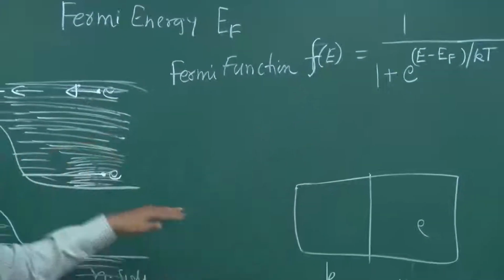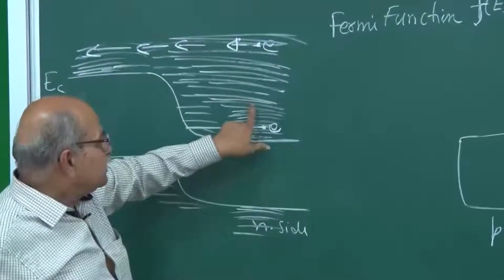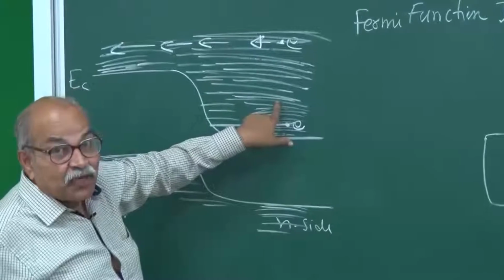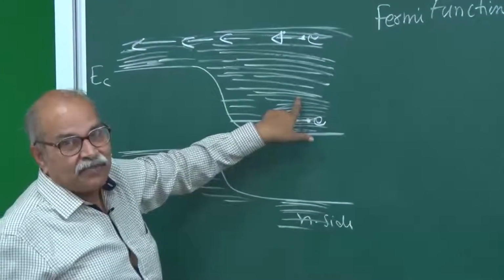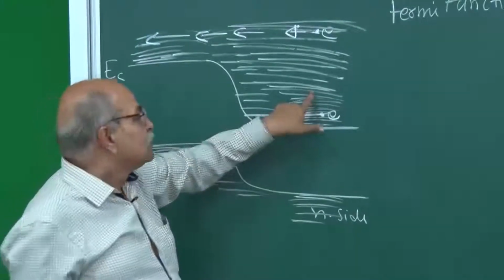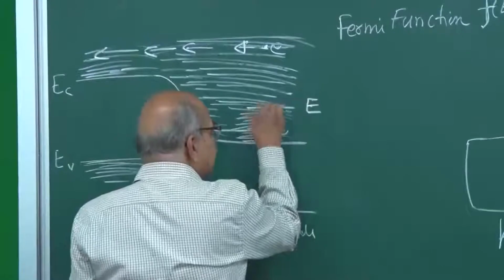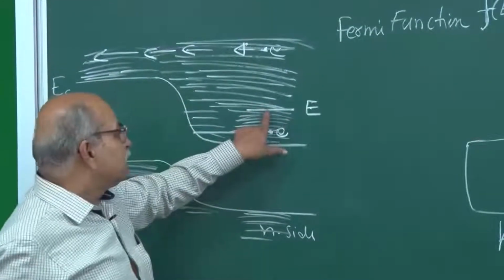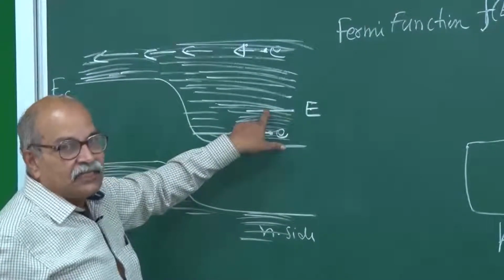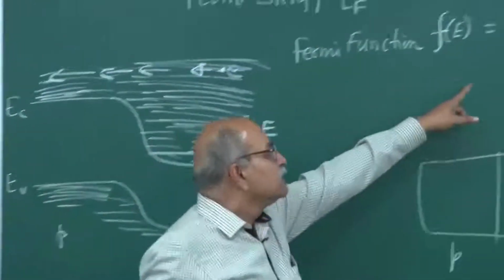Okay, so I repeat, you have these quantum states, and each quantum state can be occupied by an electron or it can be empty. No two electrons can go in one quantum state. So if I ask, at this energy I have a quantum state, what is the probability that an electron is occupying it? That probability is given by this function.